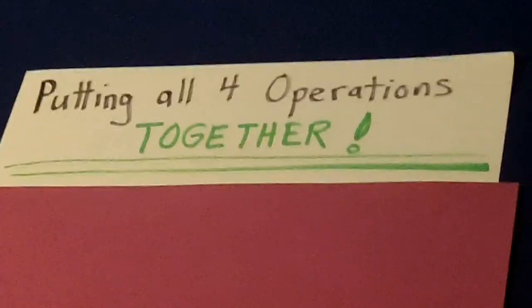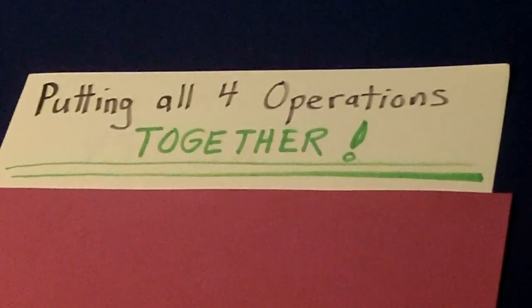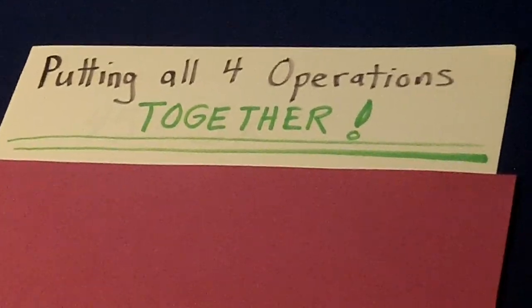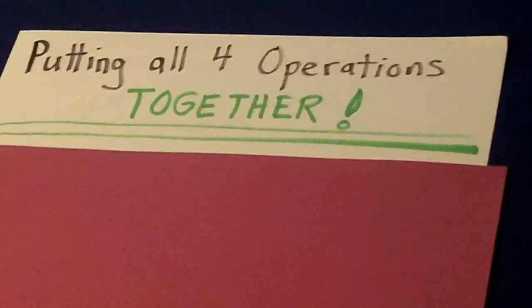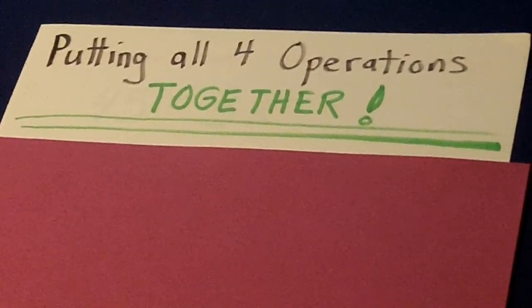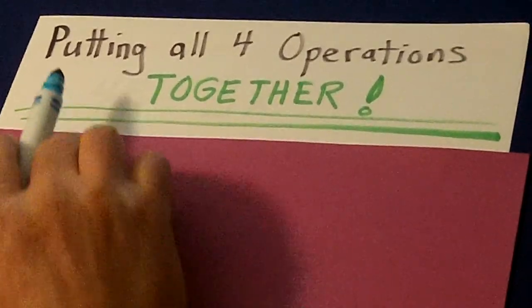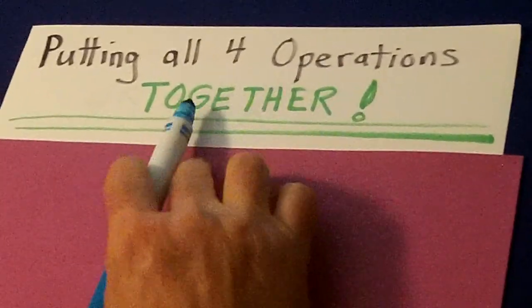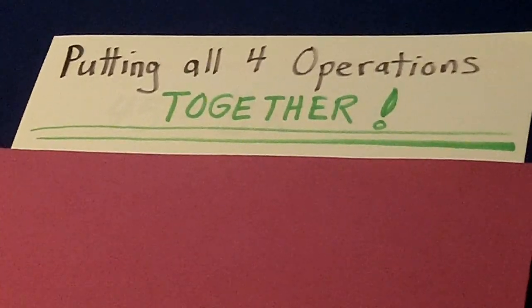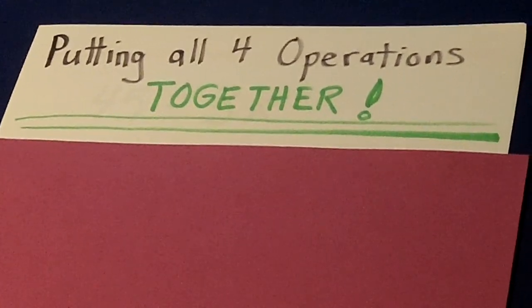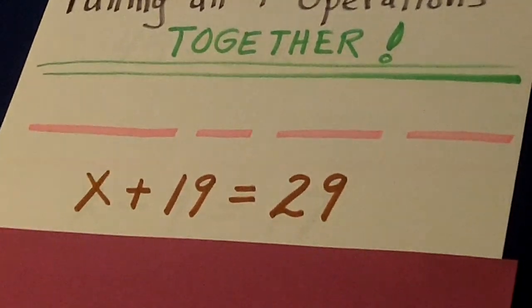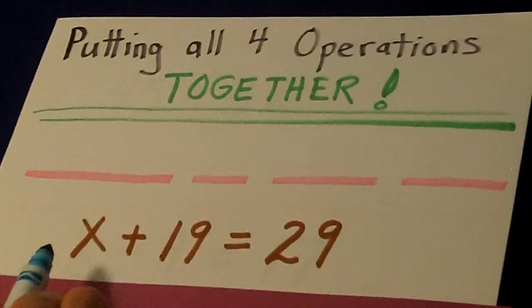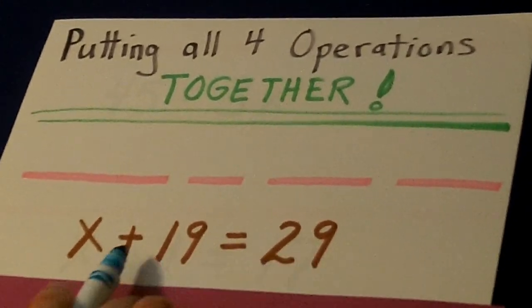Okay, now this lesson is supposed to come after when we solve for x, when addition and subtraction are in isolation from multiplication and division. Now we have to put all four operations together. And we have to remember what to do with all four operations, not just two at a time. So what we remember is x plus 19 equals 29.